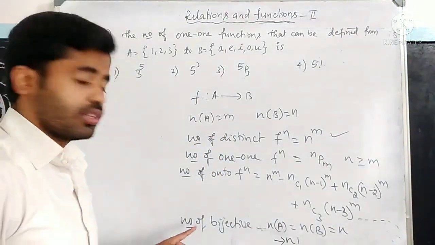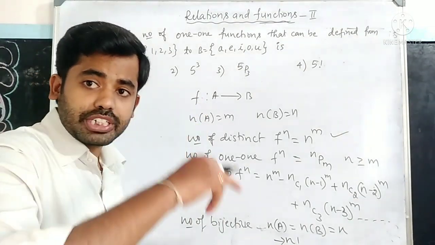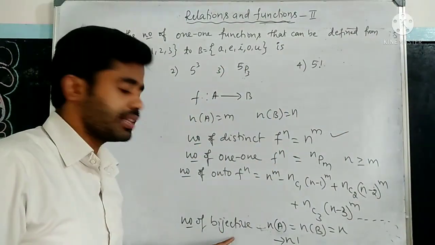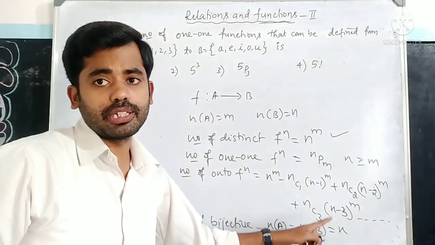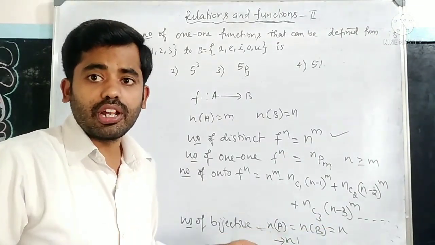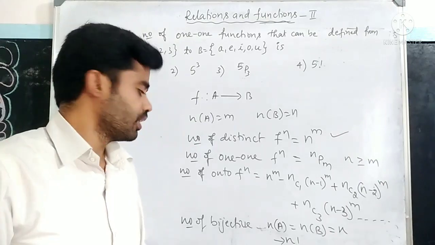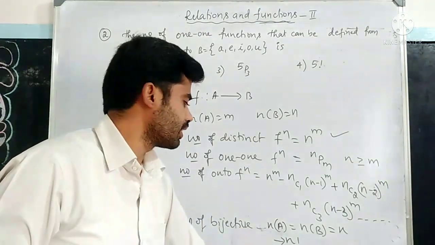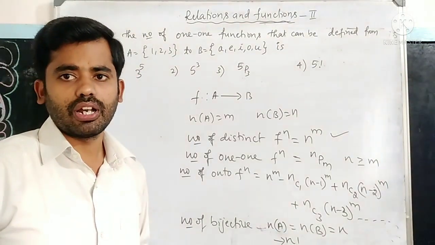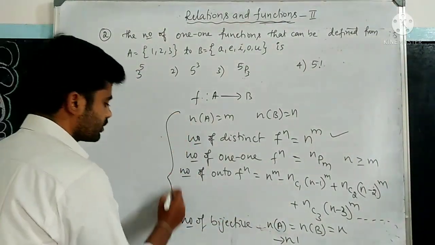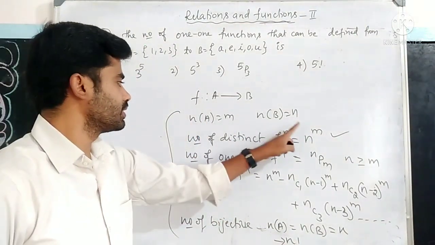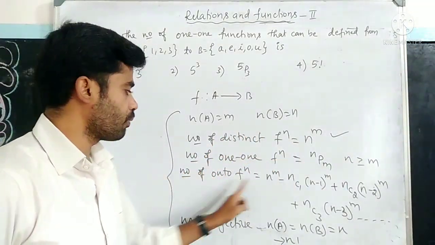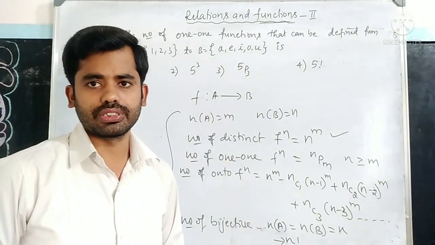the number is n factorial. If you have to define a bijective function from A to B, the number of elements in A and in B must be equal. Then how many bijective functions can I make? That is n factorial. If both contain n elements, that is n factorial. Understand? These 4 things are very important: number of distinct functions, number of onto functions, number of bijective functions.